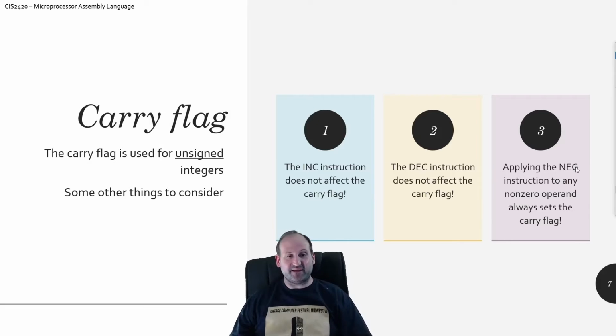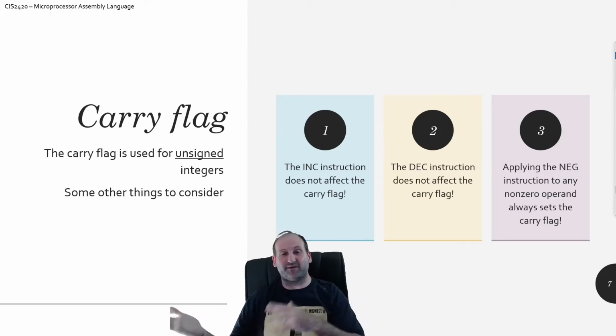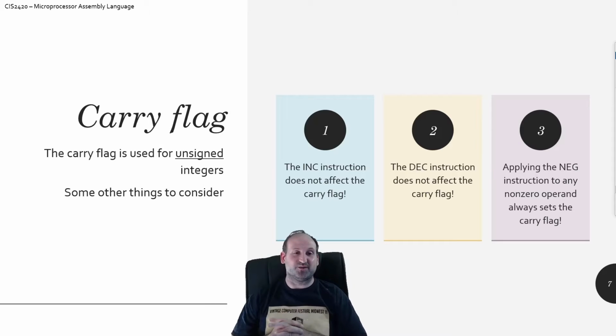And applying the neg instruction to any non-zero operand always sets the carry flag. And the reason is, just think about it, we talked about earlier in a different lecture that negating something is the same as subtracting from zero. And subtracting from zero is the same as adding a negative number, or adding its negation. So in that case, because I'm starting from zero and I'm subtracting, essentially when I'm adding, the carry flag is going to be set as well.